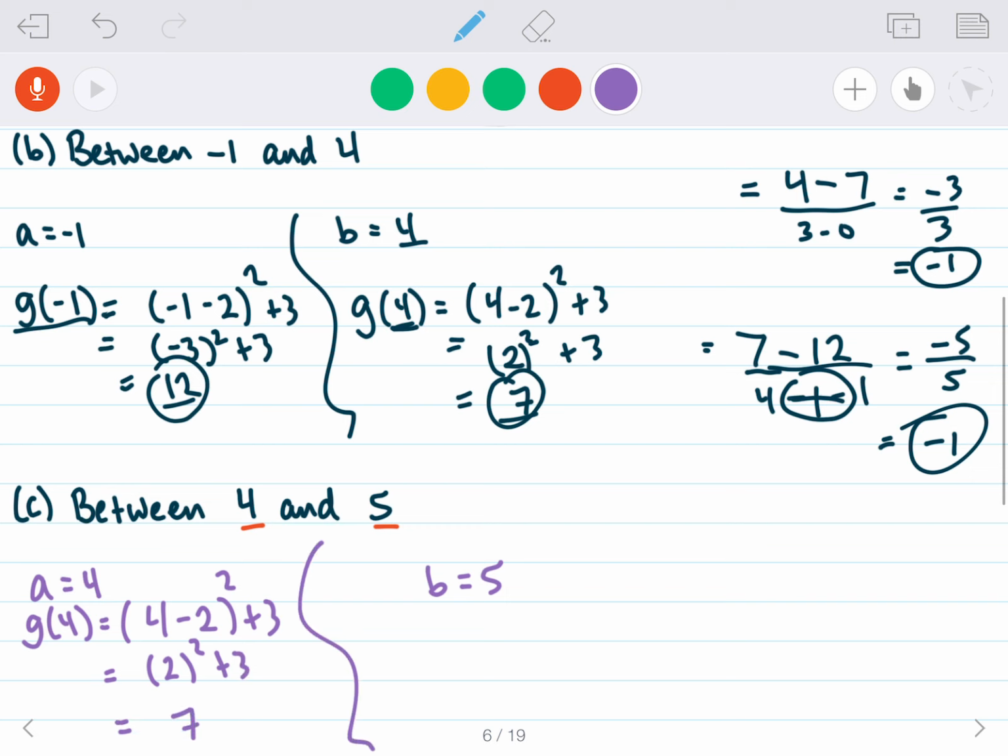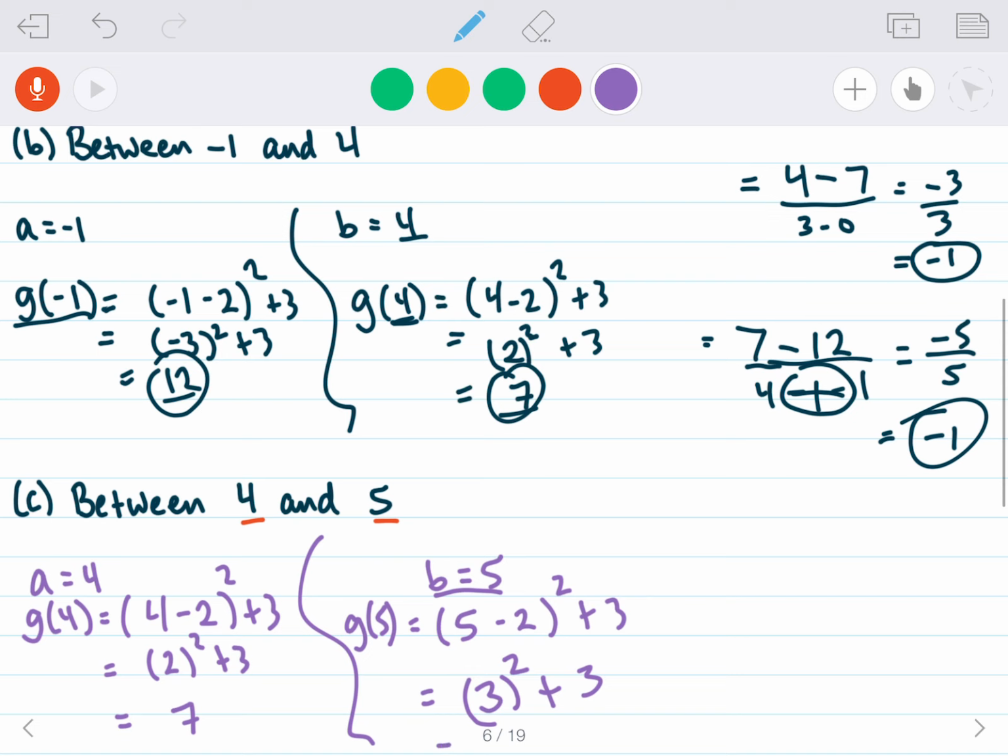Okay. Now what about our ending input 5? Well, what's the corresponding output to 5? If I put 5 into my rule, I get g of 5 is equal to 5 minus 2 squared plus 3. So this is 3 squared plus 3, which is 12. So that's our ending output.